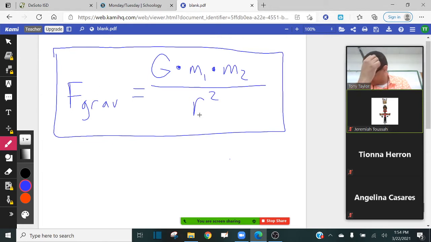As distance increases, force decreases. Okay, that's what it means when we say two variables are inversely proportional. Okay, and like I said, we went over that before the break.